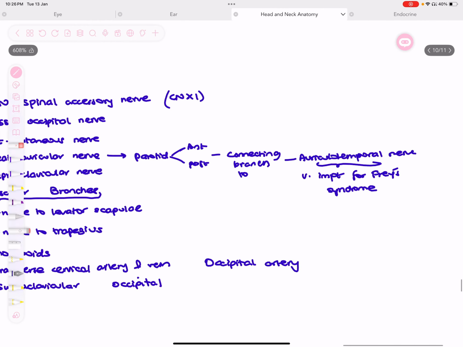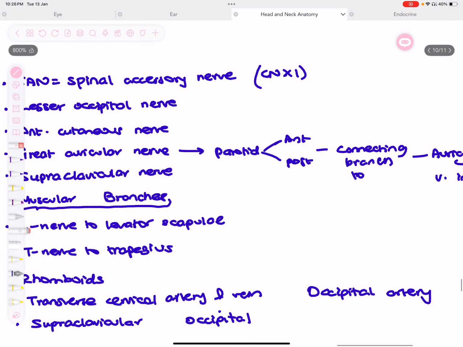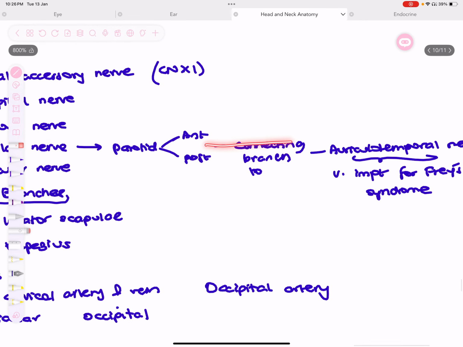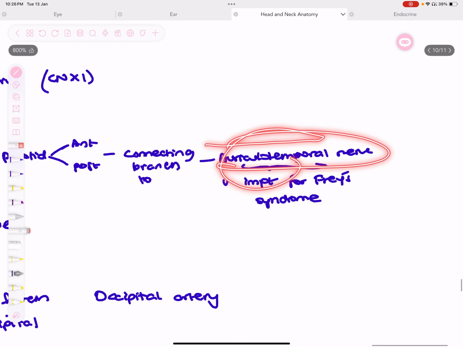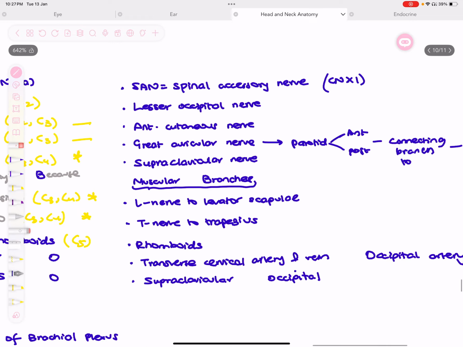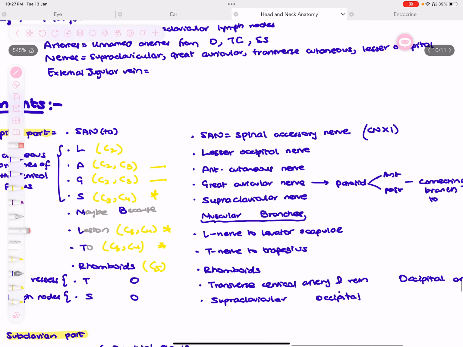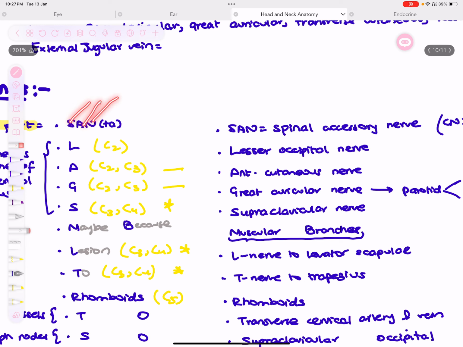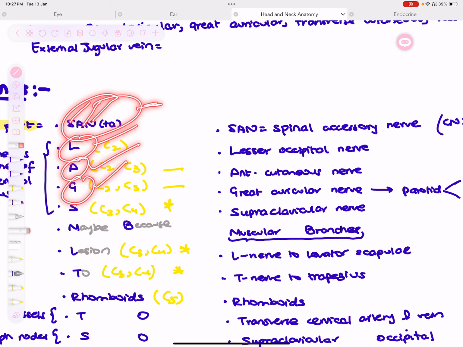It's related in the sense that the great auricular nerve goes to the parotid gland, gives anterior and posterior branches, and also gives connecting branches to the auriculotemporal nerve. If the auriculotemporal nerve is damaged during parotid gland surgery, we'll have Frey syndrome. Okay, so SANTA was spinal accessory nerve, cranial nerve 11. Then you have lesser occipital nerve, then anterior cutaneous nerve, then greater auricular nerve, which went to the parotid, anterior and posterior, and then the connecting branch was auriculotemporal.